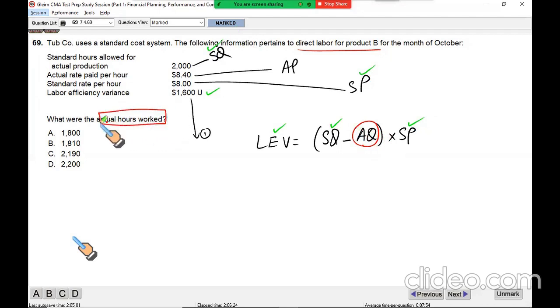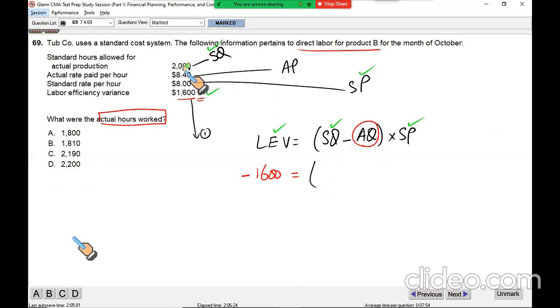I remember I told you, in my formulas adverse means negative. Since your labor efficiency is adverse 1600, it's negative 1600. If you don't put negative, you will get a wrong answer. Adverse means negative. In my world, it's negative 1600. You'll get it correct.